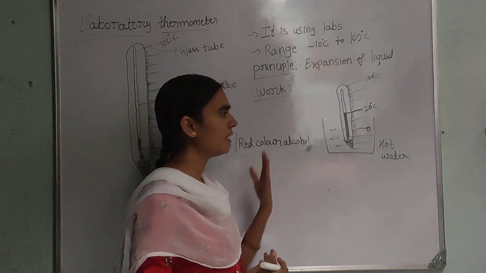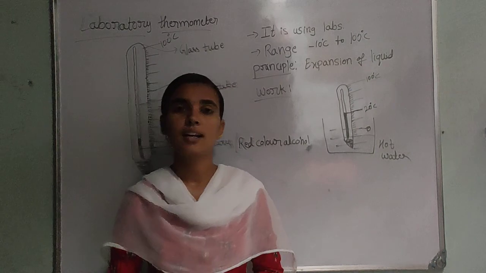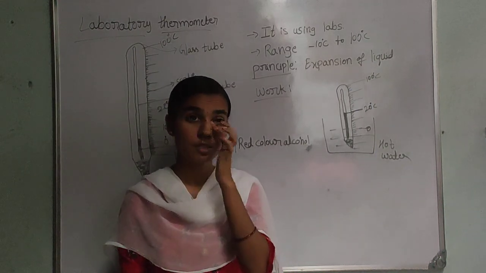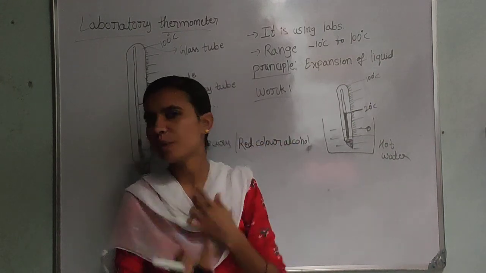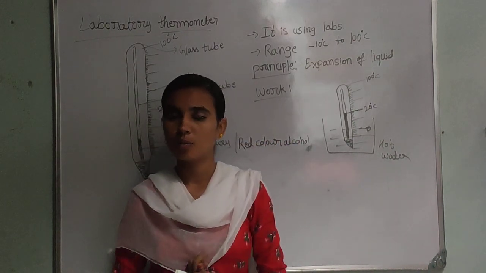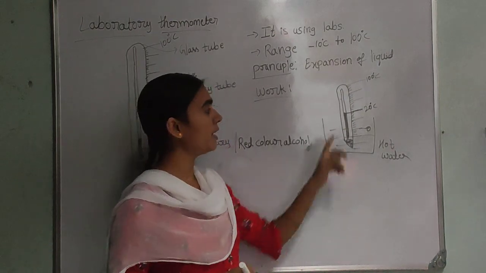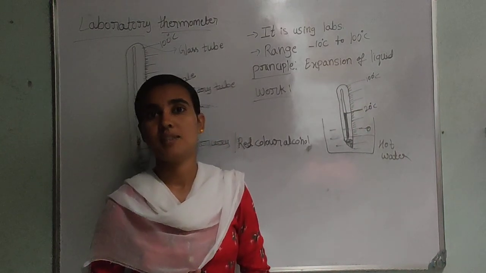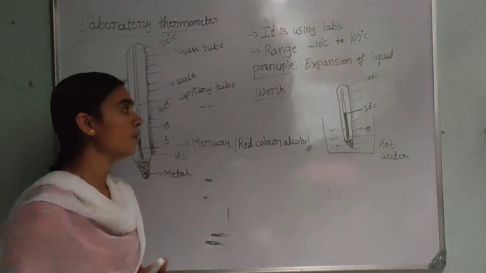So like this we can measure the temperature of any hot substances, like solids, liquids or any gases. You can keep this in hot water, milk, tea, coffee, anywhere you can place this thermometer. By observing the rising mercury level, we can measure the temperature of hot substances. This is the way to measure the temperature of an object.